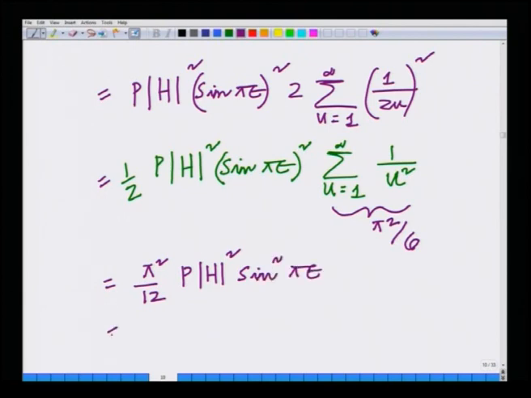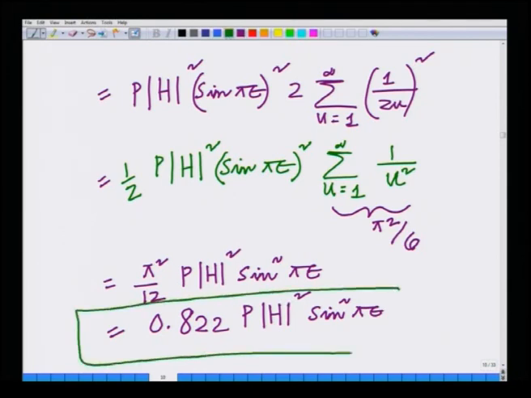epsilon, which is essentially nothing but 0.822 times P magnitude h square sin square pi epsilon, all right. So, this is the net expression for the interference power.